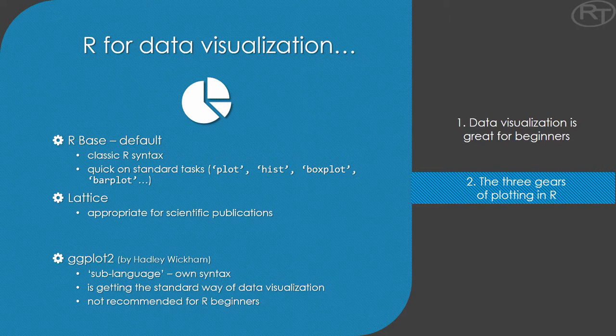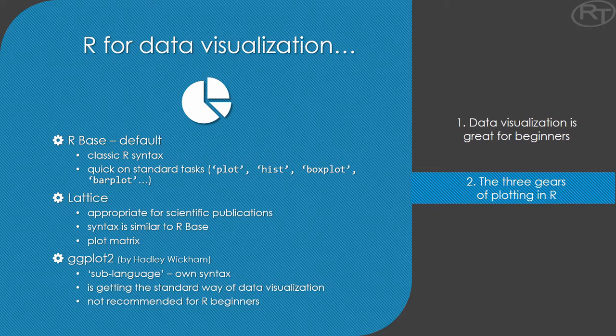Speaking about scientific publications, Lattice is the third of those systems. The code used is similar to RBase but has its own characteristics. The most prominent of Lattice features are those plot matrices that are putting several plots on one page for easy comparison. Things like that are easily made in Lattice, and that is the reason why you will see this quite often in scientific papers. Primarily, I would recommend Lattice for people in academia.